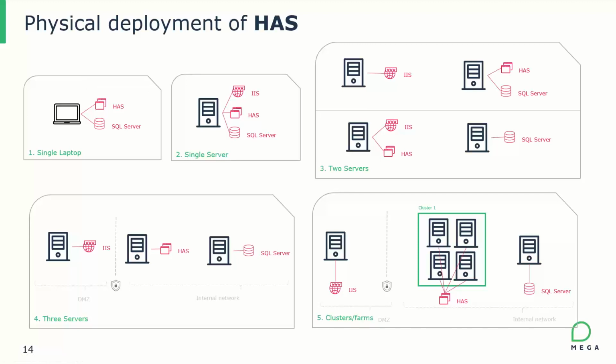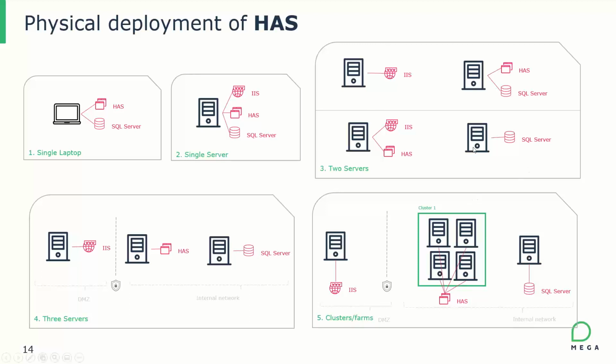A single server. So for example, you have everything here: IIS, HAS, SQL Server. This is the most commonly seen type of deployment that we have, for example, for our MCS SaaS customers or for small configurations.